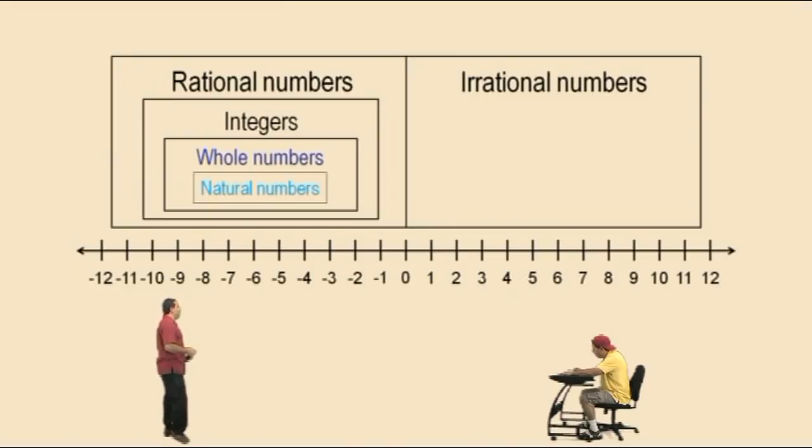Okay? So now let's talk a little bit about irrational numbers. Irrational numbers, I said, are not fractions. They are numbers like square roots. Like the square root of 2 is an irrational number. Well, how do we know if we're looking at an irrational number or a rational number? Well, we have to look at the decimal representation of the number.